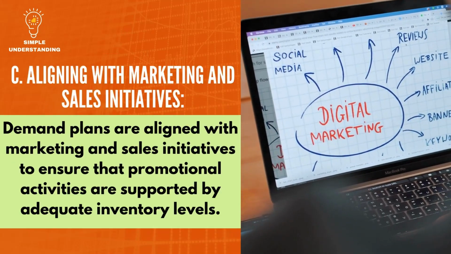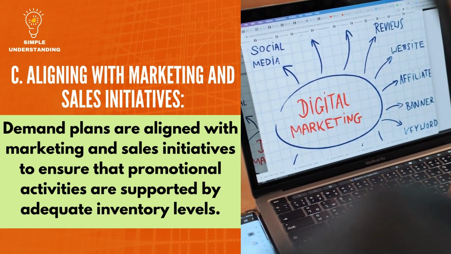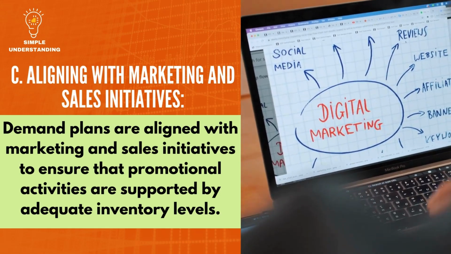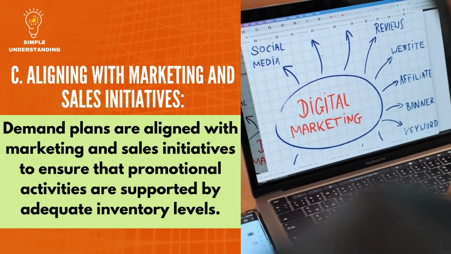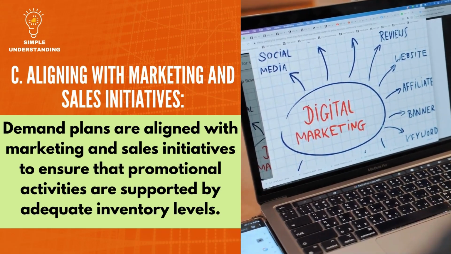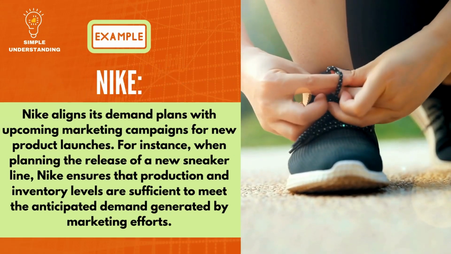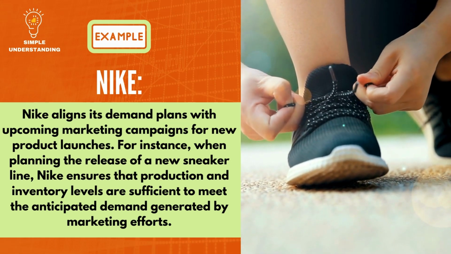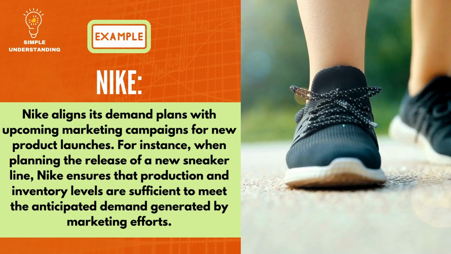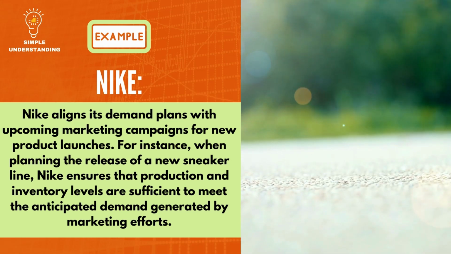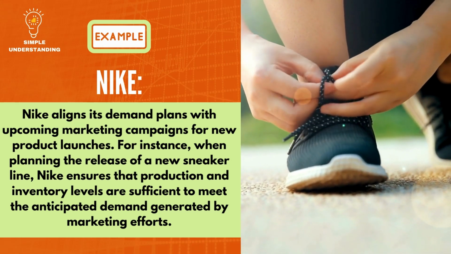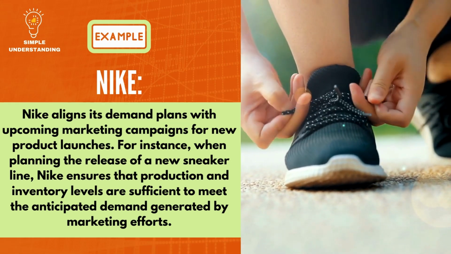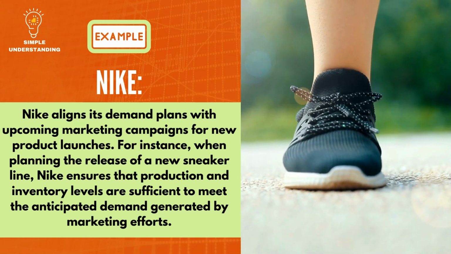C. Aligning with marketing and sales initiatives. Demand plans are aligned with marketing and sales initiatives to ensure that promotional activities are supported by adequate inventory levels. Example: Nike. Nike aligns its demand plans with upcoming marketing campaigns for new product launches. For instance, when planning the release of a new sneaker line, Nike ensures that production and inventory levels are sufficient to meet the anticipated demand generated by marketing efforts.